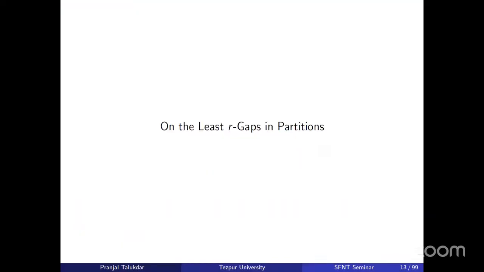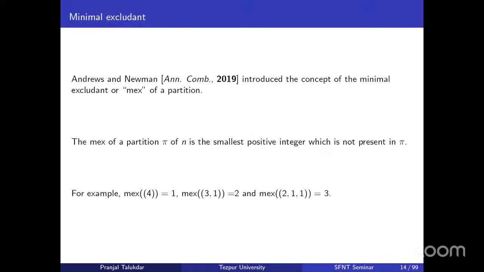Next, we move to the first topic of today's talk, which is the least r-gaps in partitions. The concept of mex in a partition was first introduced by Andrews and Newman in 2019. The mex of a partition is the smallest positive integer which is missing from that partition. For example, mex of the partition 4 is 1. Mex of the partition 3+1 is 2, because 1 is present here and 2 is the smallest part which is not present. And mex of this partition is 3.